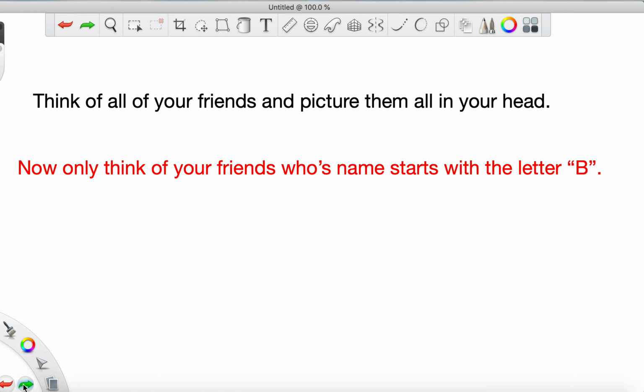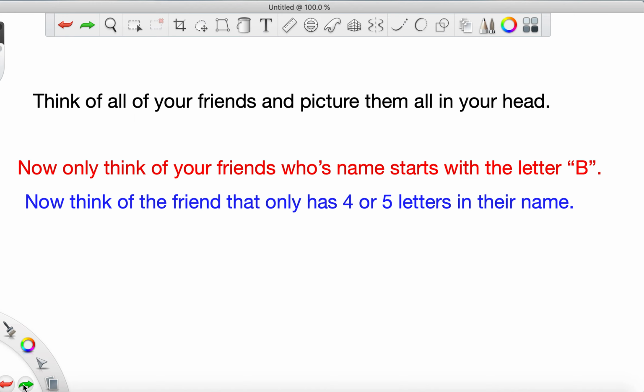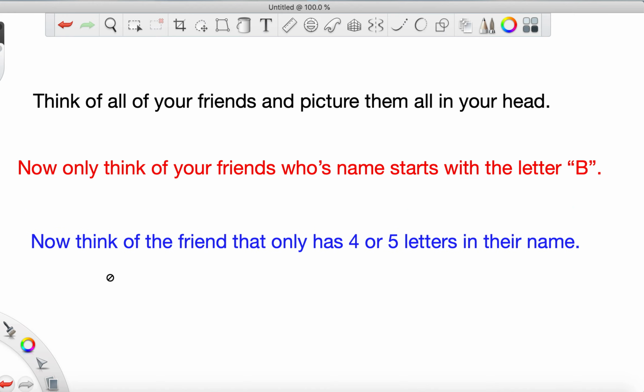And now here's the last question. Now think of the friend out of the friends that are left that you're thinking of, right? That are left in your head, whose name only has 4 or 5 letters in their name. Okay? So you were thinking of all your friends and you narrowed it down to only the friends whose names start with the letter B. And then out of those friends, which friend has a name that is only 4 or 5 letters long?